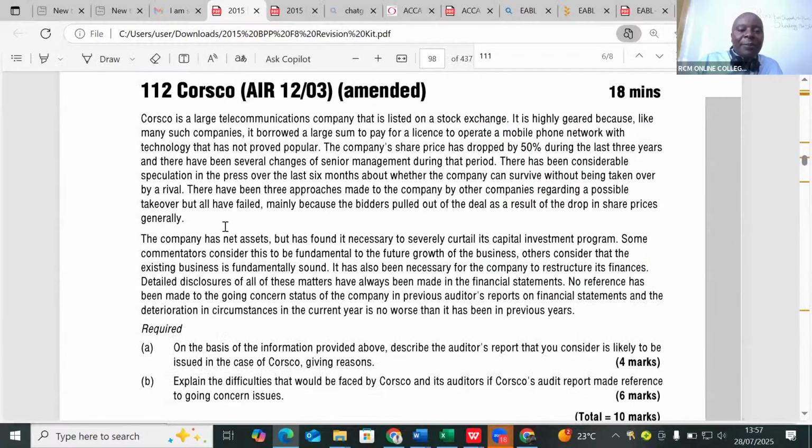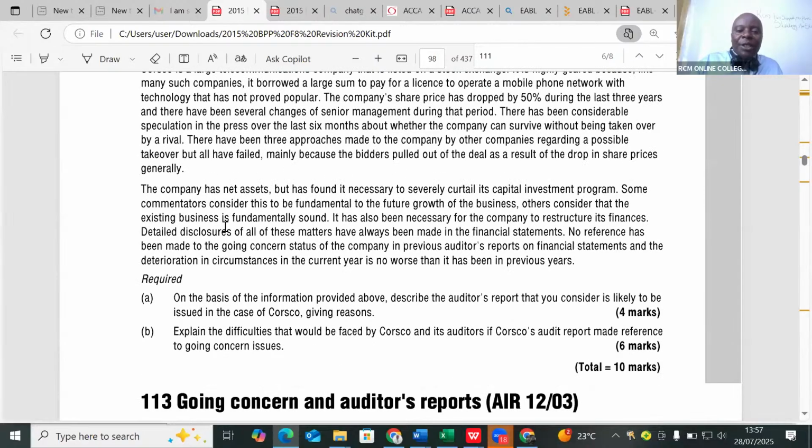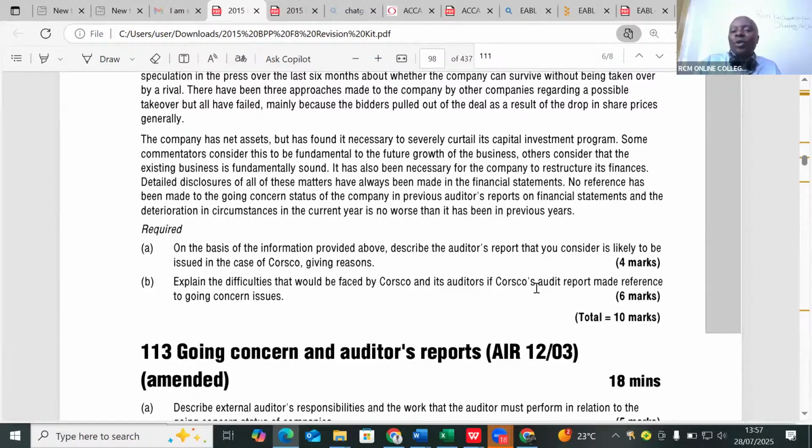So if you read the question very well for part B, I only have 3 minutes. So for part B, ladies and gentlemen, this one here. Part B: explain the difficulties that would be faced by EHCo and its auditors if EHCo's audit report made reference to going concern issues. Basically, if they gave them a bad audit opinion.